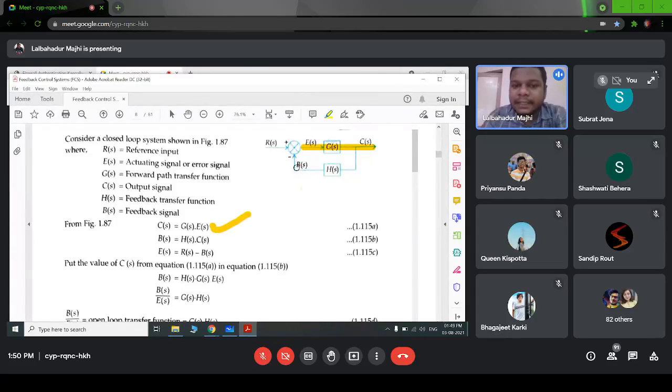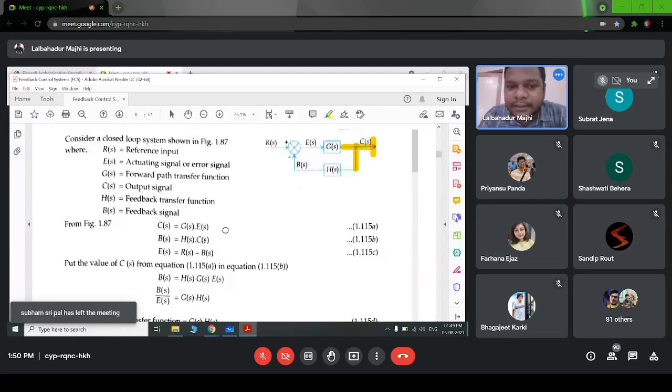Similarly, for B of S, this is a takeoff point, right? Its output signal will be C of S, because from this point we are getting the C of S signal. So this takeoff point carries the signal C of S. So we can write B of S is equal to H of S into C of S. Clear? Because B of S is the output, it is equal to H of S into C of S, right? This takeoff point will carry the output signal C of S.